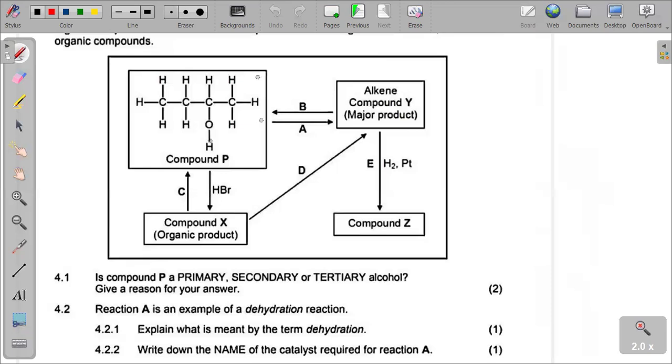Apparently, it is a secondary alcohol. Why? Because the carbon atom bonded to the OH group, the hydroxyl group, is also bonded to two other carbon atoms. So due to that, we are saying it is a secondary alcohol. That's how we identify whether it is a primary, secondary, or tertiary alcohol.